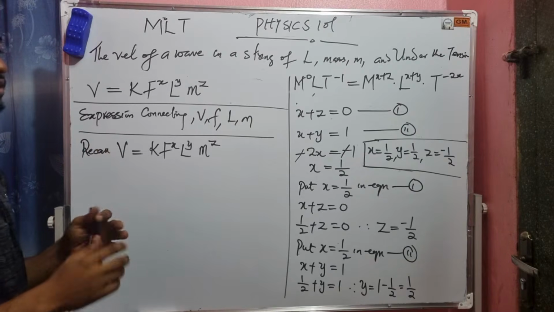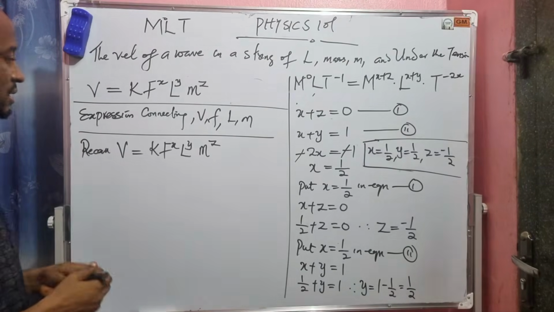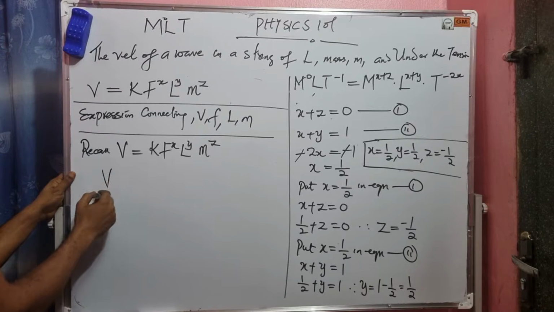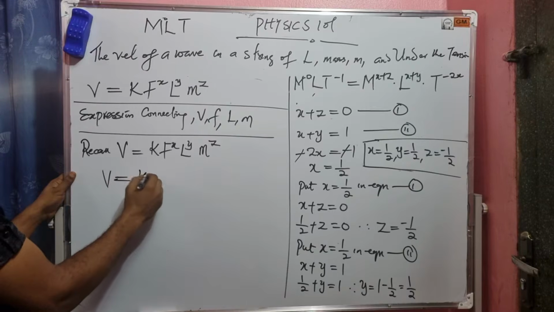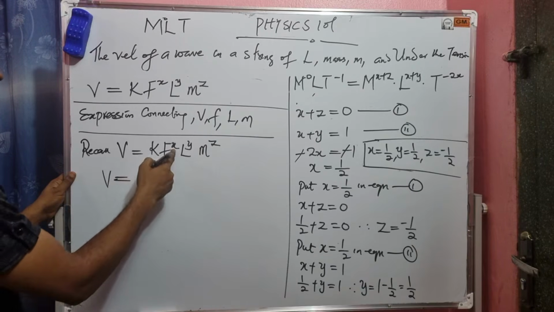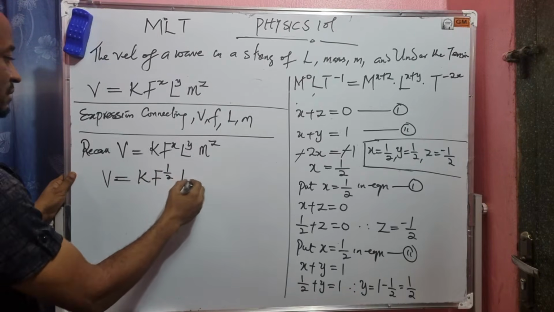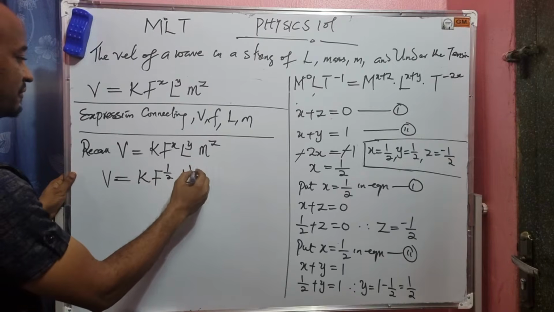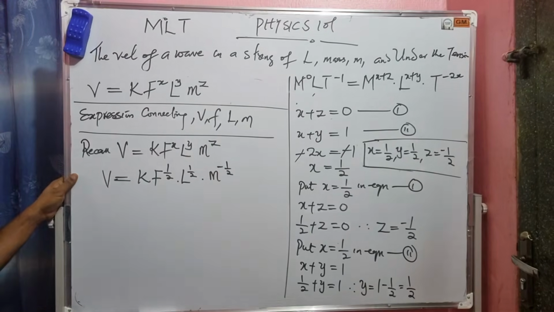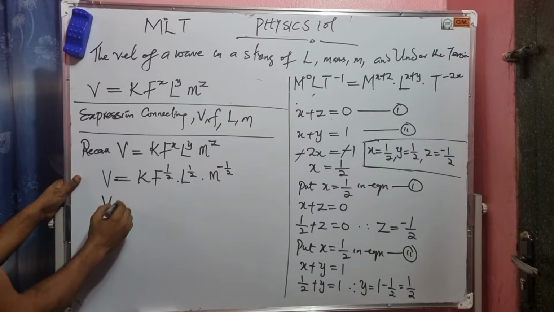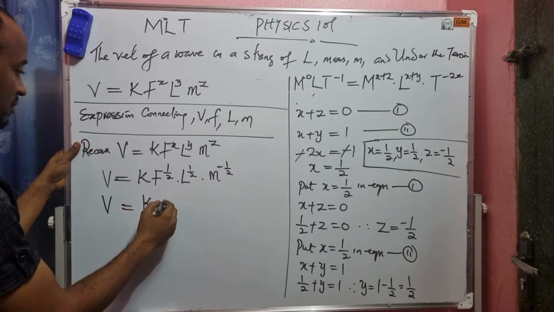So the expression means the formula. We say one of the applications of dimensional analysis is that it is used in deriving formulas, right? So we can derive the formula for this. It means what is the formula connecting them? That will give us V equals k, force to the power of x. Our x is half, our y is half, m is minus half. Are you there? Minus half. So this will give us V equals k times square root of F.